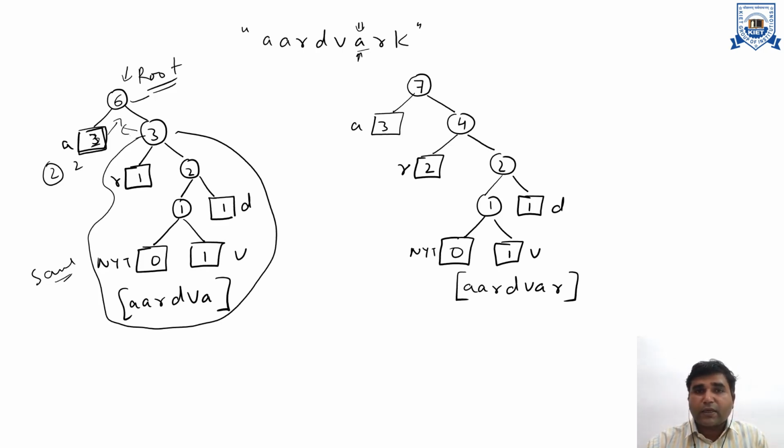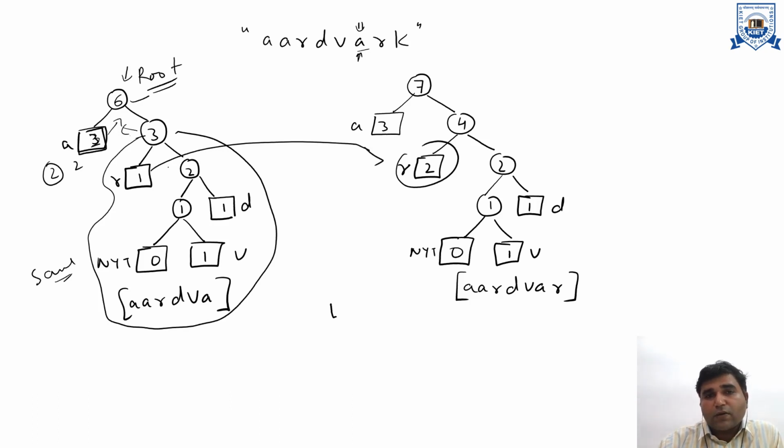The next symbol is R. This symbol R is already in the tree. Now what we have to do is update the value of R from 1 to 2. The rest of the tree will be the same. So we just update the weight of R from 1 to 2. Now here we have the weight value 2. Now 2 plus 2 is 4 and then 4 plus 4 is 7.